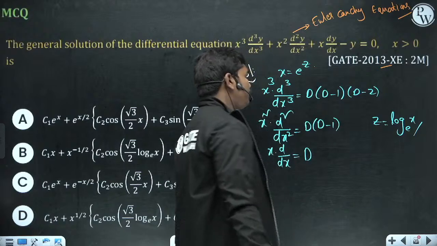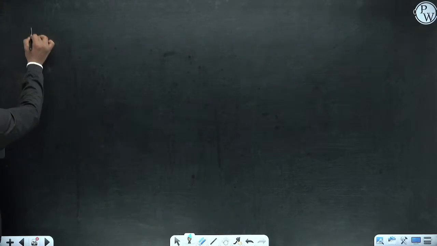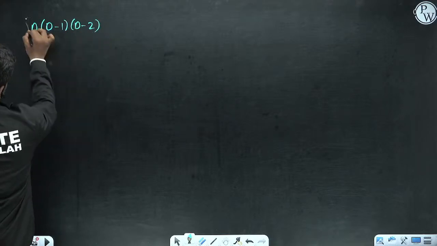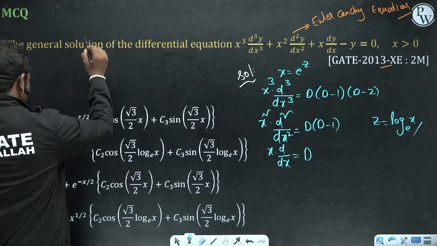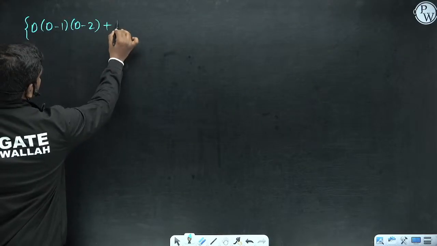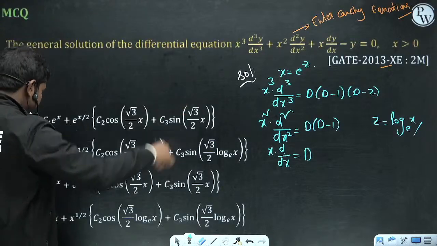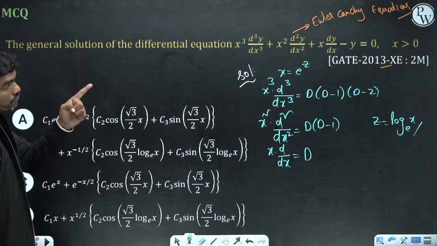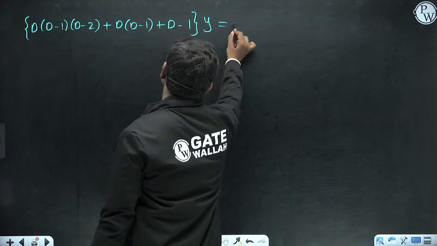Okay, so now if you substitute these things in this equation, then we get d into (d minus 1) into (d minus 2), plus x square into d square by dx square, so plus d into (d minus 1), plus x into d by dx, so this is plus d, minus y you have. Okay, so minus 1. This completely is operating on y. This is equal to 0.